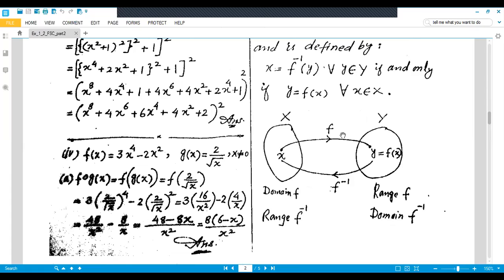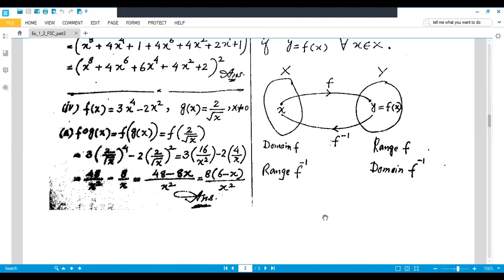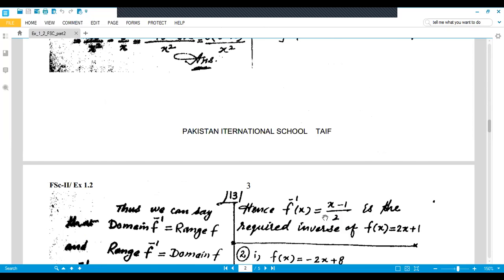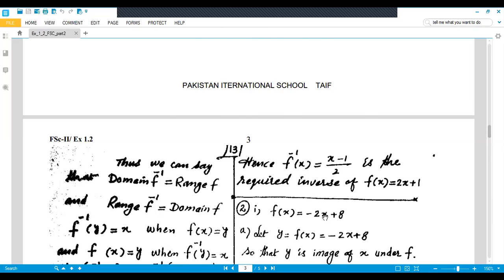Look, when you have the direct function, this one is the domain and this one is the range, and in the inverse function this one is the domain and this one is the range. It means that the domain of f inverse will be equal to the range of f, and the range of f inverse will be equal to the domain of f. Now come to exercise question number 2.